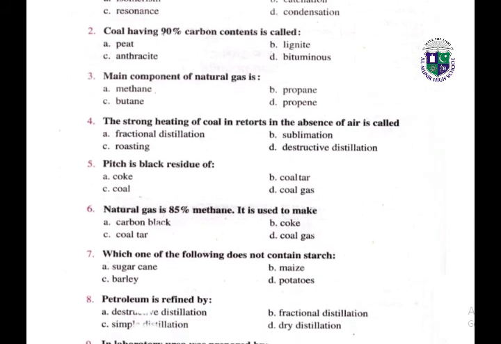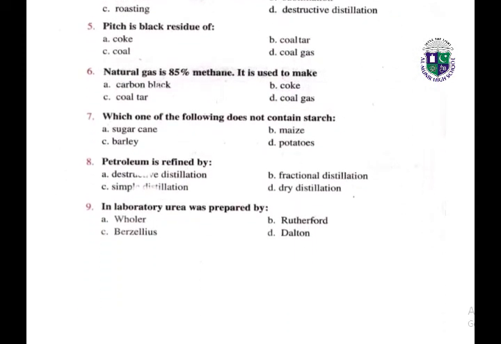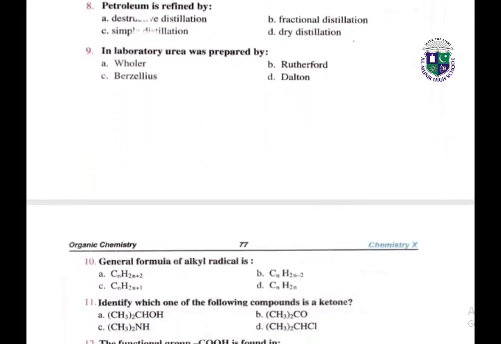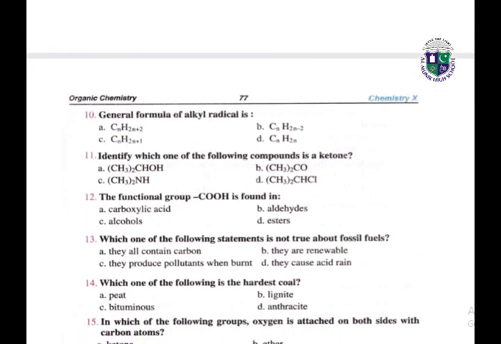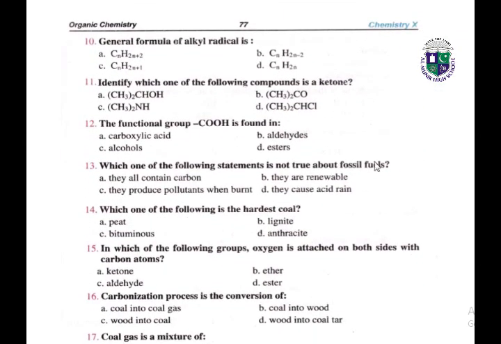Number 7, which one of the following does not contain starch? Answer of part number 7 is D, potatoes. Number 8, petroleum is refined by, answer is fractional distillation process. Number 9, in laboratory urea was prepared by, A is the correct answer, Wohler. Next, general formula of alkyl radicals is, the correct answer is part C, CnH2n+1. 11, identify which one of the following compounds is a ketone. The correct answer is part B.